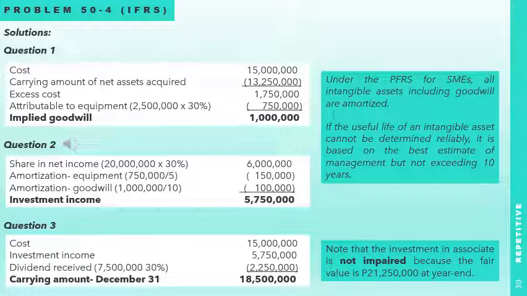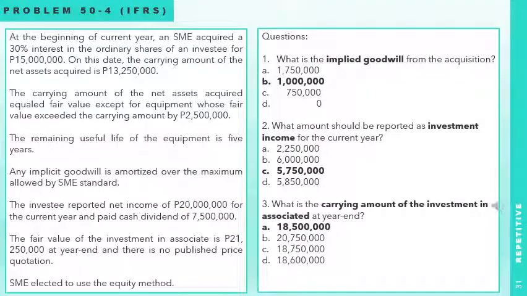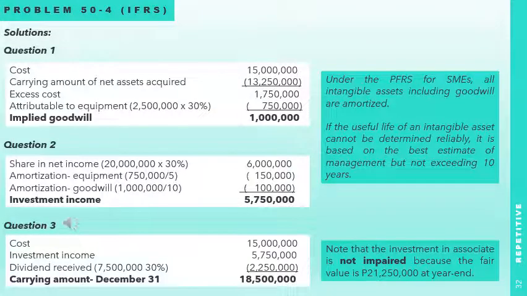Next problem, Miss Maigting po. For question 3 of problem 50-4, what is the carrying amount of the investment in associate at year-end? Remember na ang ginagamit ng SME ay equity method at sa method na ito, ang investment ay initially recognized at transaction price including transaction cost. Tandaan din na sa method na ito, dividends and other distributions received from the associate are recognized as reduction of the carrying amount of the investment.